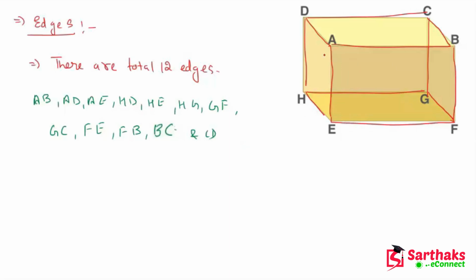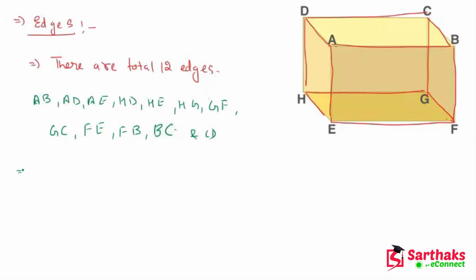Now here you can see the faces are like rectangles. Here ABFE is a rectangle, and in a rectangle opposite sides are equal. It means AB is equal to EF. Similarly AB is also equal to DC, and DC is also equal to HG. HG is also equal to EF, and DA is equal to HE, HE is equal to GF, and GF is equal to CB. Got it, my dear friends?